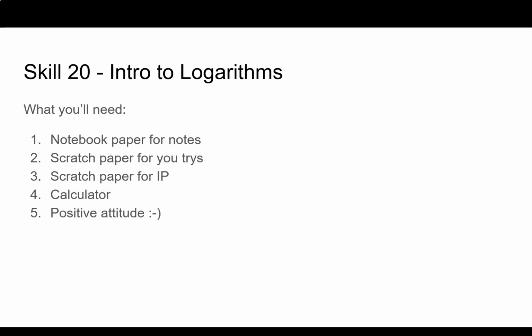I want to use this opportunity to introduce logarithms to you, which corresponds to skill 20 on Haiku. As you know, you need some paper for notes, and you don't really need scratch paper for your tries, you could just put them into your notes. But you will need some scratch paper so you can work out your IP problems. You'll definitely want a scientific calculator with the buttons log for log and ln for natural log. And of course, a positive attitude. We always want to have that.